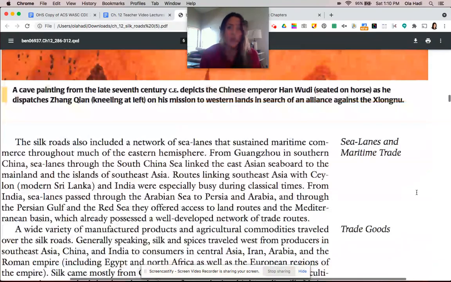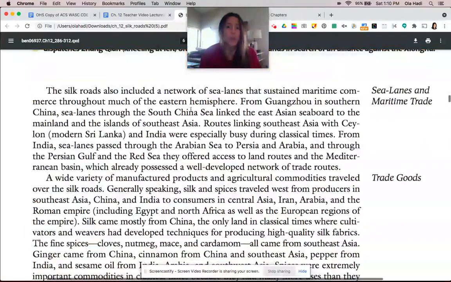Okay, so now you know where the Silk Roads are over land. What about over the sea? It's important because there are people that are going to tell you that they don't exist over the sea, you need to say, oh, actually, no. In my class, the way we learned it is that the Silk Roads did include a network of sea lanes.